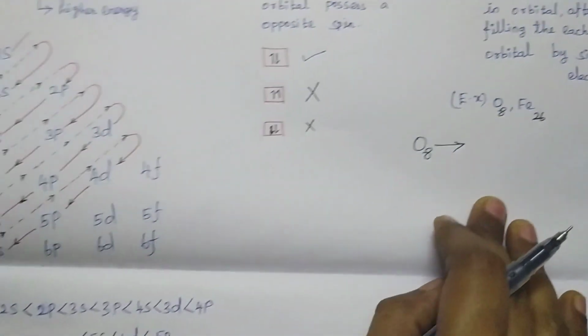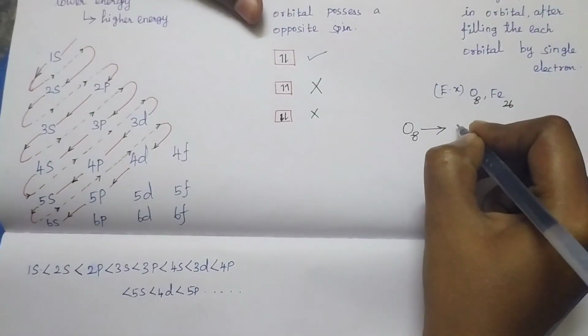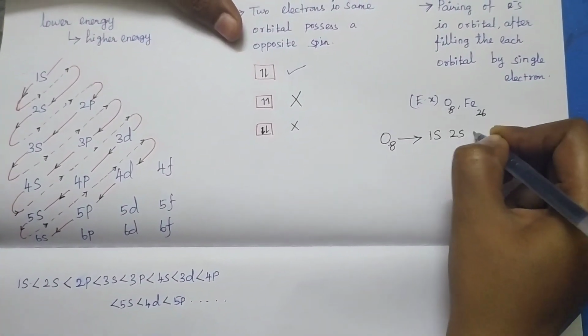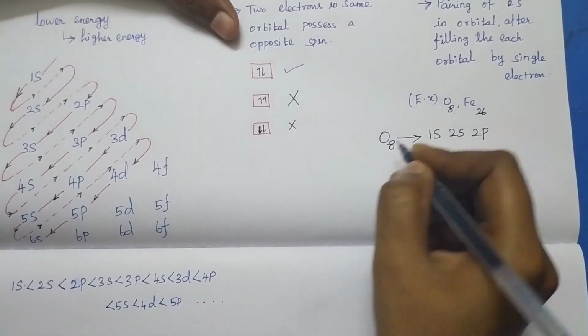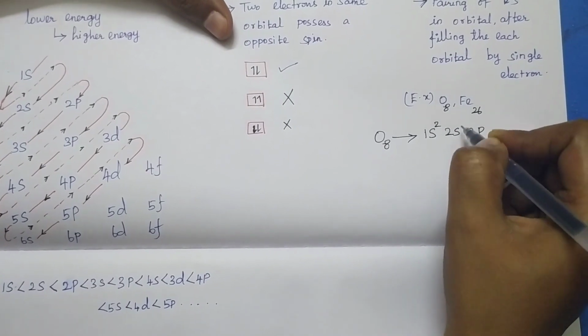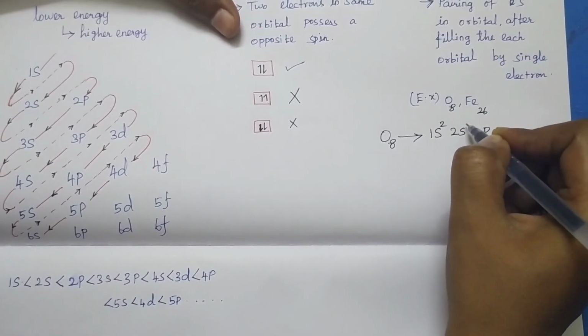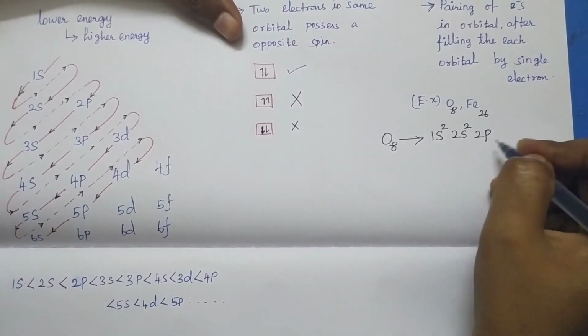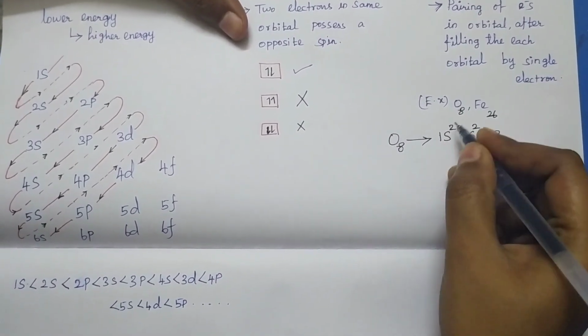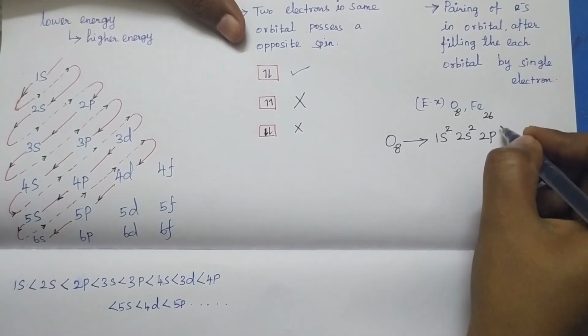First you write the lowest energy shell. So I am going to write 1s, 2s, 2p. Now 1s has maximum capacity 2, so 1s2. Then 2s, also an s orbital, has maximum capacity 2. Then in 2p you can fill a maximum of 6 electrons. But we have already arranged 4 electrons, so only 4 remain.